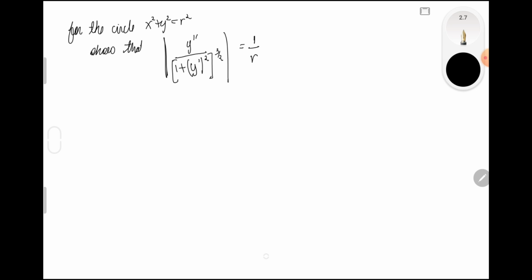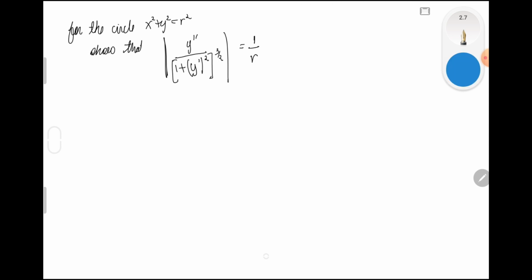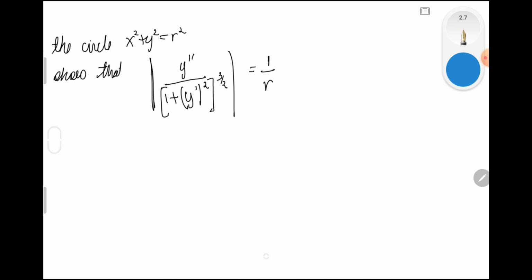Okay, for the circle x squared plus y squared equals r squared, show that the absolute value of y double prime divided by 1 plus y prime squared raised to 3 halves is equal to 1 over r. So how will we solve this one? So dito, gusto na mangyari ng problem na magkaroon tayo ng ganitong formula. Okay, so paano ang gagawin natin para ma-derive natin ng ganito?